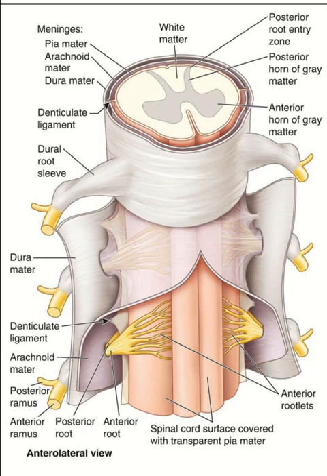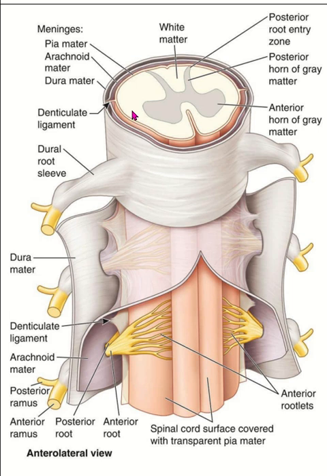Assalamu alaikum. This is the cross section of the spinal cord. This is a composite 3D diagram. You can also say this is a schematic diagram. Several cross sections are seen in this picture. Here is the cross section, and there is a cross section of the branch of the spinal nerve.